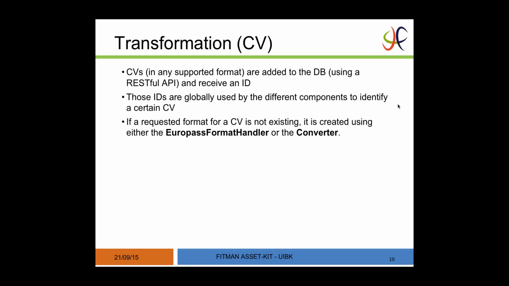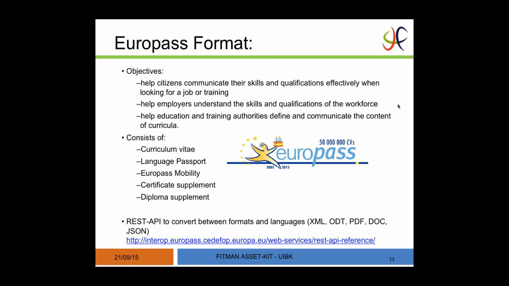Since we provide support for various formats, it's enough to add the CV in any of the supported formats into our system by using the RESTful API. And then we store it with an ID, which can be used later on to access this asset. You can access this asset in a specific format, and if this format does not exist, our system will create it using the Europass format handler, which I will come to, or a converter.